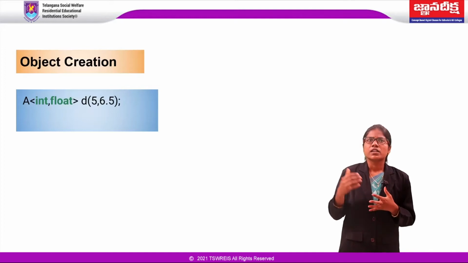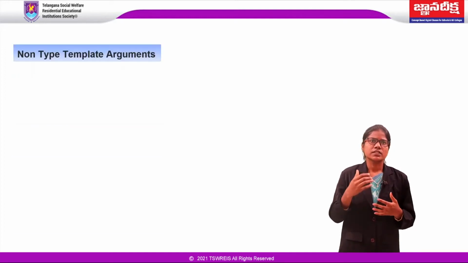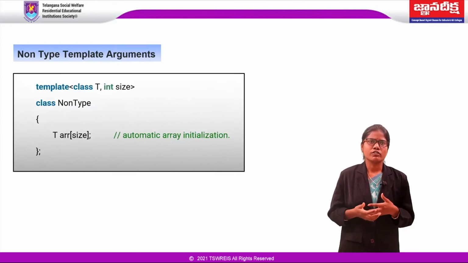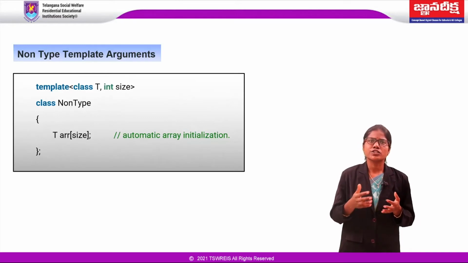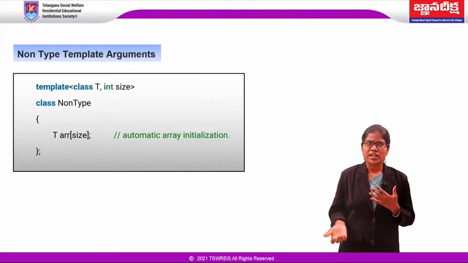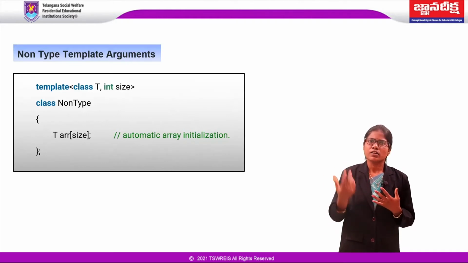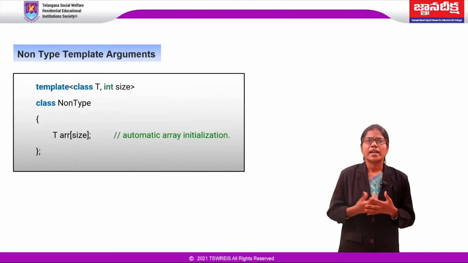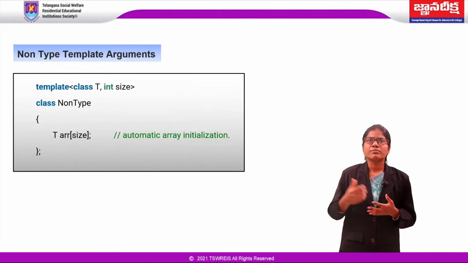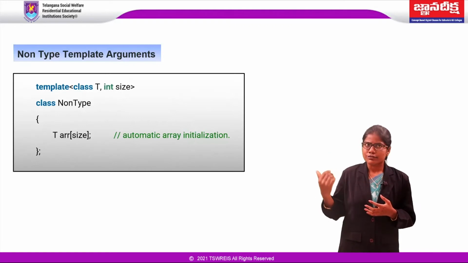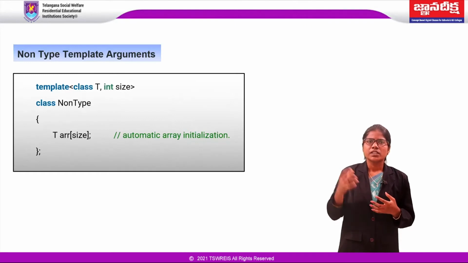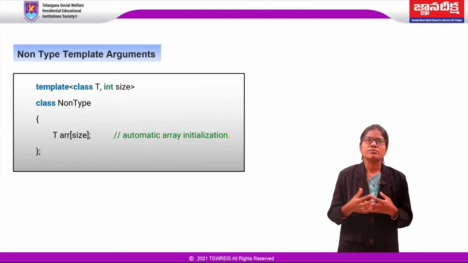Now we'll see about non-type template arguments. The template can contain multiple arguments, and we can also use non-type arguments in addition to the type arguments. We can also use other types of arguments such as strings, function names, constant expressions, and built-in types. Let's see the following example. In this case, the non-type template argument is size, and therefore the template supplies the size of the array as an argument. T is determined at the time of object creation.